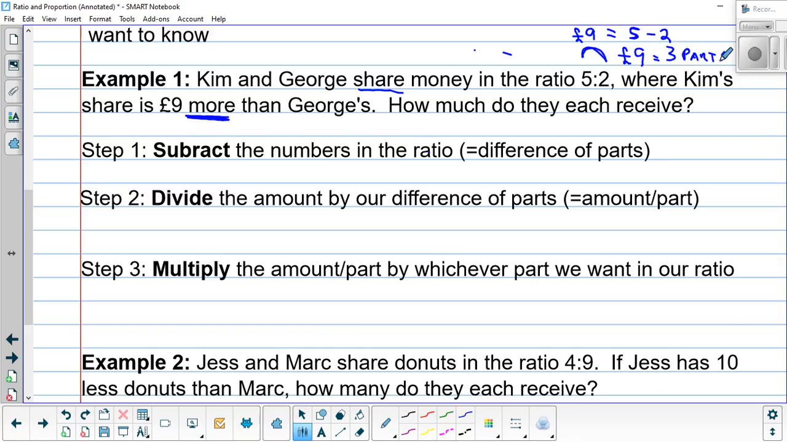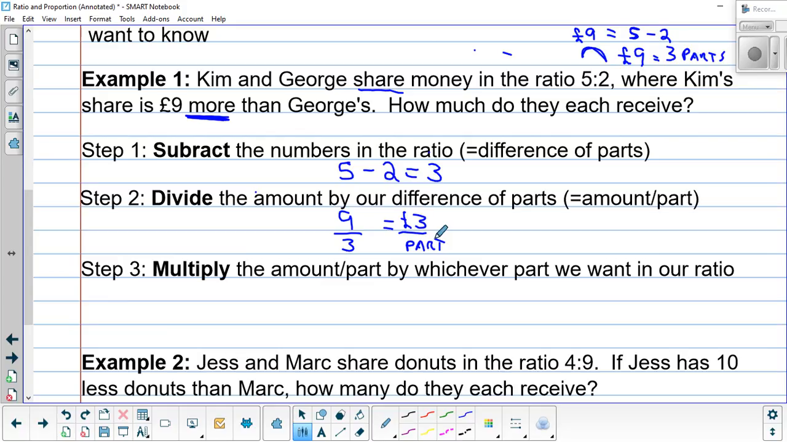So this is where we subtract the parts to get the difference of parts. Here we get 5 minus 2, and we get our difference of parts is 3. Right? Now we're going to divide the amount by our difference. So our amount is 9. We're dividing by our difference of 3, and we get that 3 pounds per part that I was talking about above.